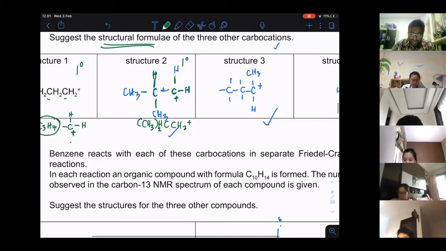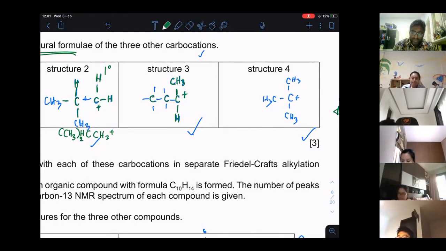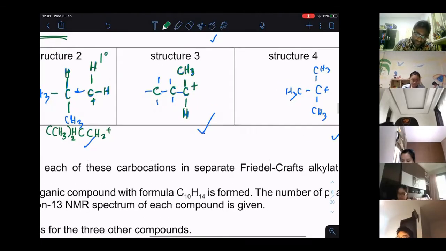Now let's look at structure 3. What else can I form? Maybe instead of putting all the hydrogens there, one of the hydrogens I change into CH3. I put CH3 and still maintain the hydrogen I put over here. I need to have 4 carbons. So this has one R group and another R group, so it's a secondary carbocation.